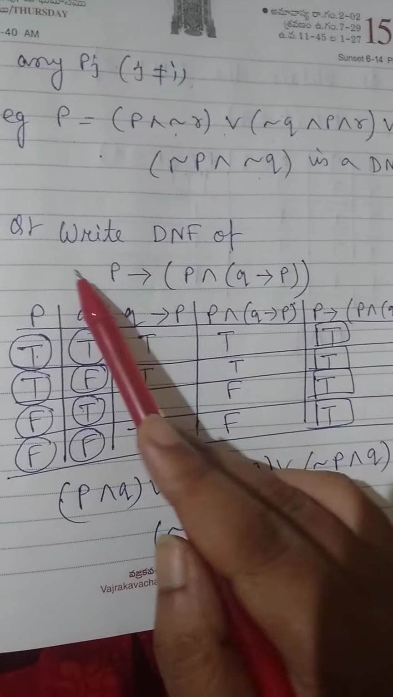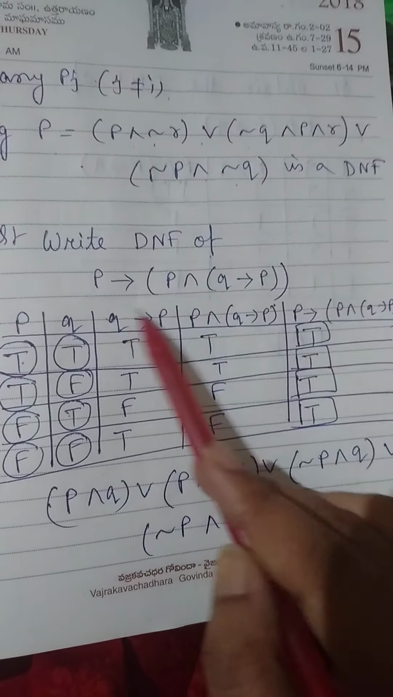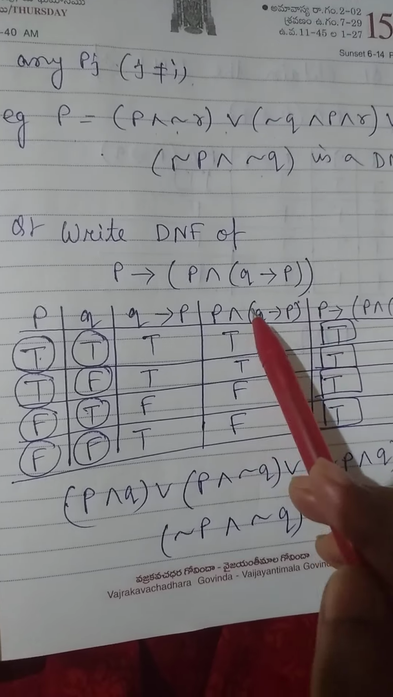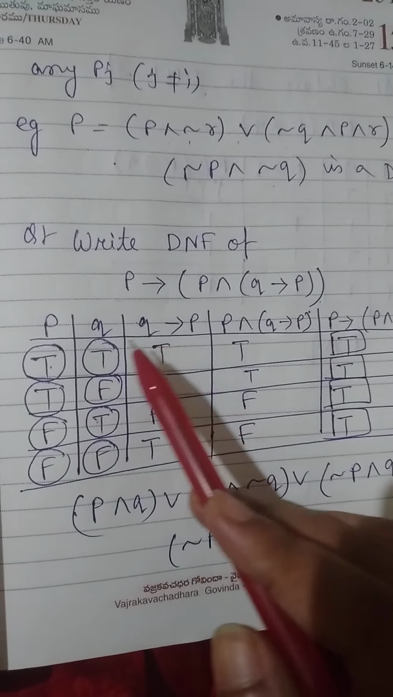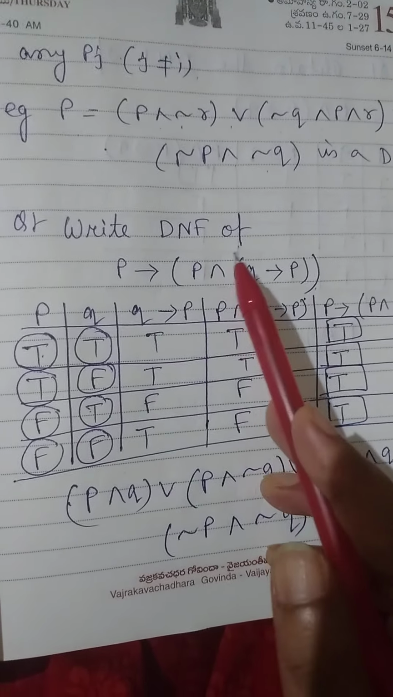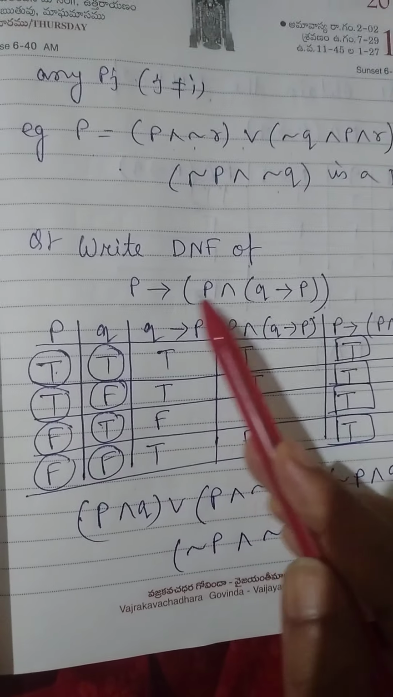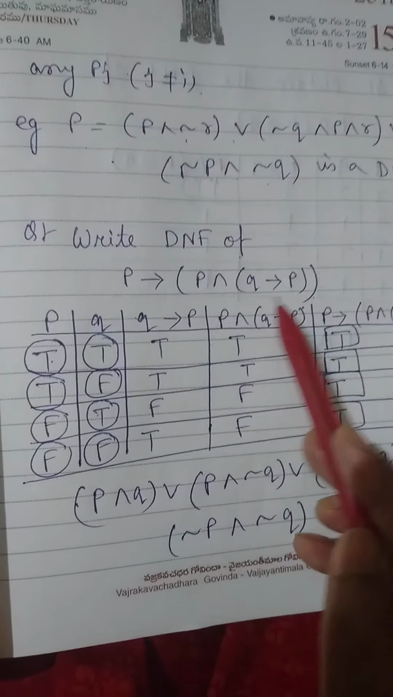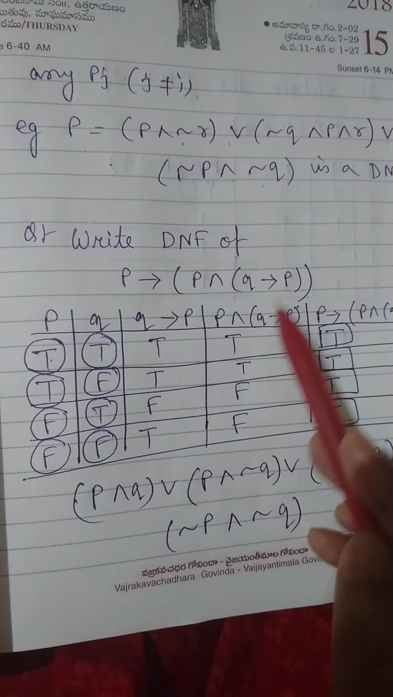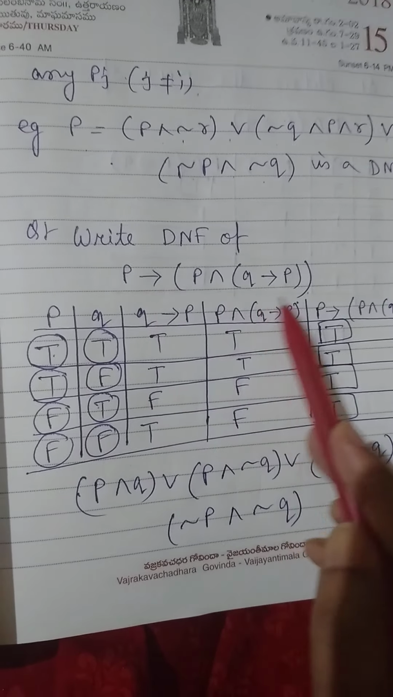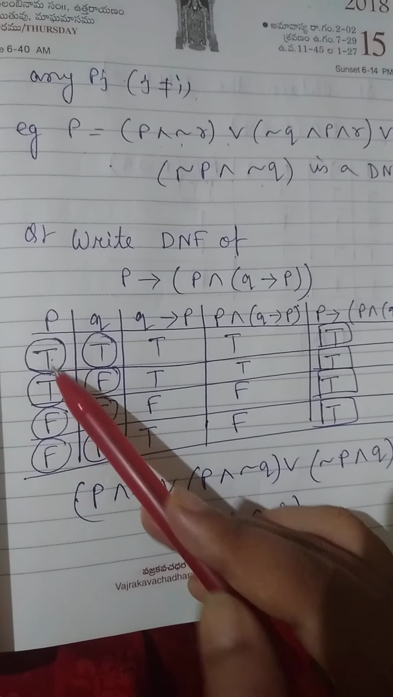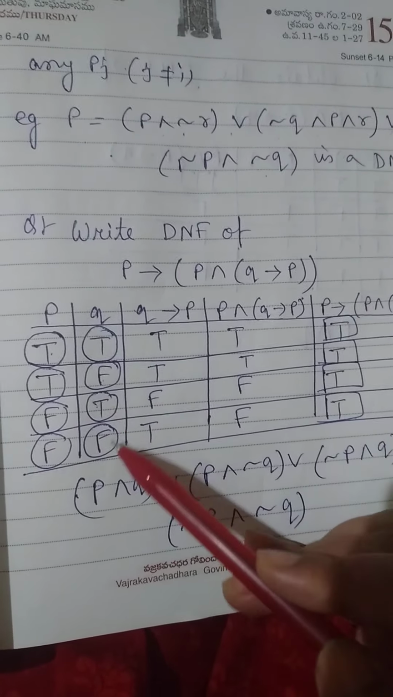Now one example we are doing. DNF of P implies (P and Q implies P). Here we are using a truth table by which we can calculate the disjunctive normal form. There are two variables, P comma Q. We are making the truth table with columns P, Q, then Q implies P, then P and Q implies P, then P implies the whole thing. Here there are two variables, so 2 true, 2 false under P, and 1 true, 1 false, 1 true, 1 false under Q.